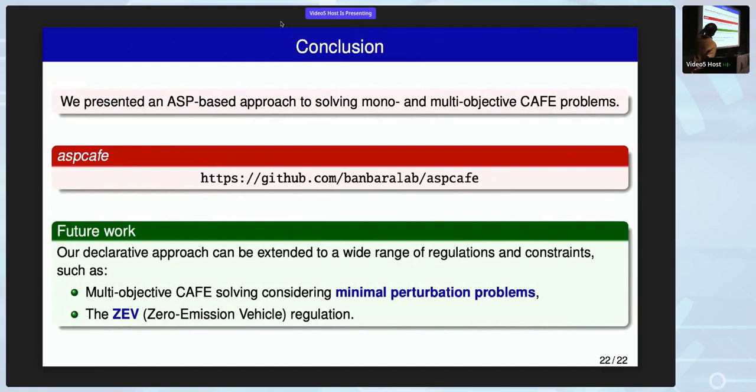We presented an ASP-based approach to solving mono and multi-objective CAFE problems. Our proposal, ASP CAFE, is available from GitHub. For future work, our declarative approach can be extended to a wide range of regulations and constraints, such as multi-objective CAFE solving, considering minimal perturbation problems, and the zero-emission vehicle regulation. Thank you for listening.